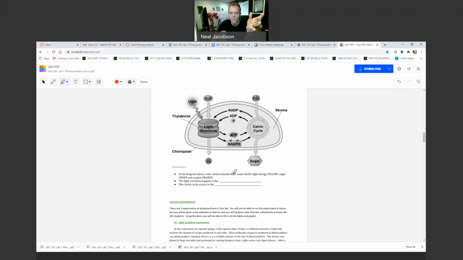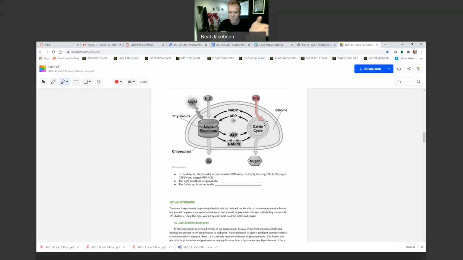Okay, so color carbon dioxide red. Carbon dioxide is what we breathe out. That's the byproduct of our metabolism. And it's going to enter the Calvin cycle, and that's where it gets reduced and turned into a sugar. Remember, reduction is where you gain electrons. And so carbon dioxide is highly oxidized.